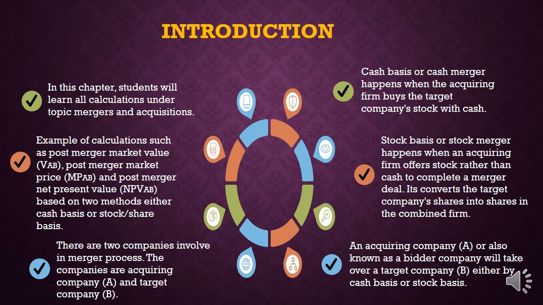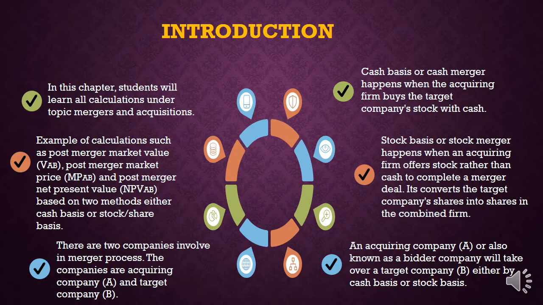As an introduction, in this chapter, students will learn all calculations under the topic mergers and acquisition. The examples of calculation are post-merger market value, which is VAB, post-merger market price, which is MPAB, and post-merger net present value, which is NPVAB, based on the two methods, either cash basis or stock basis. What is a post-merger? Post-merger represents the market value, the market price, and also net present value after the two companies are merged together.